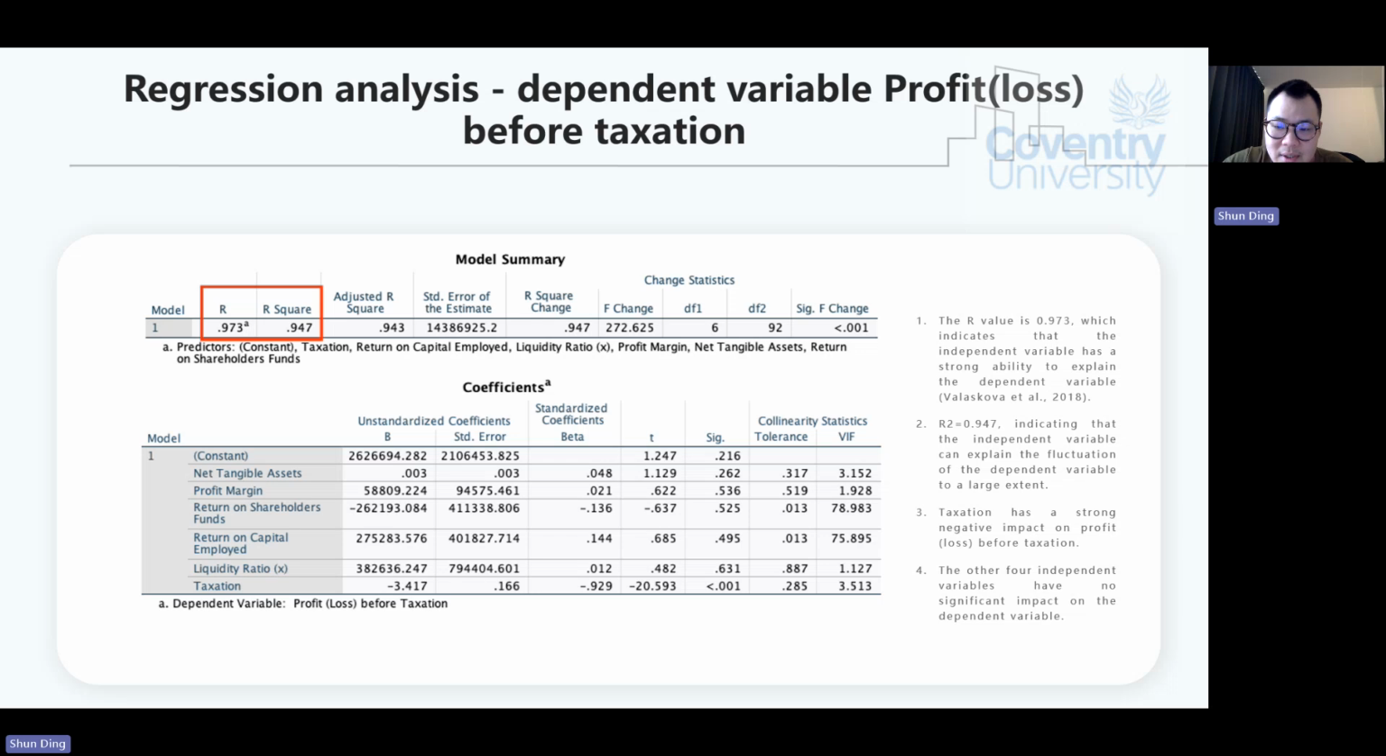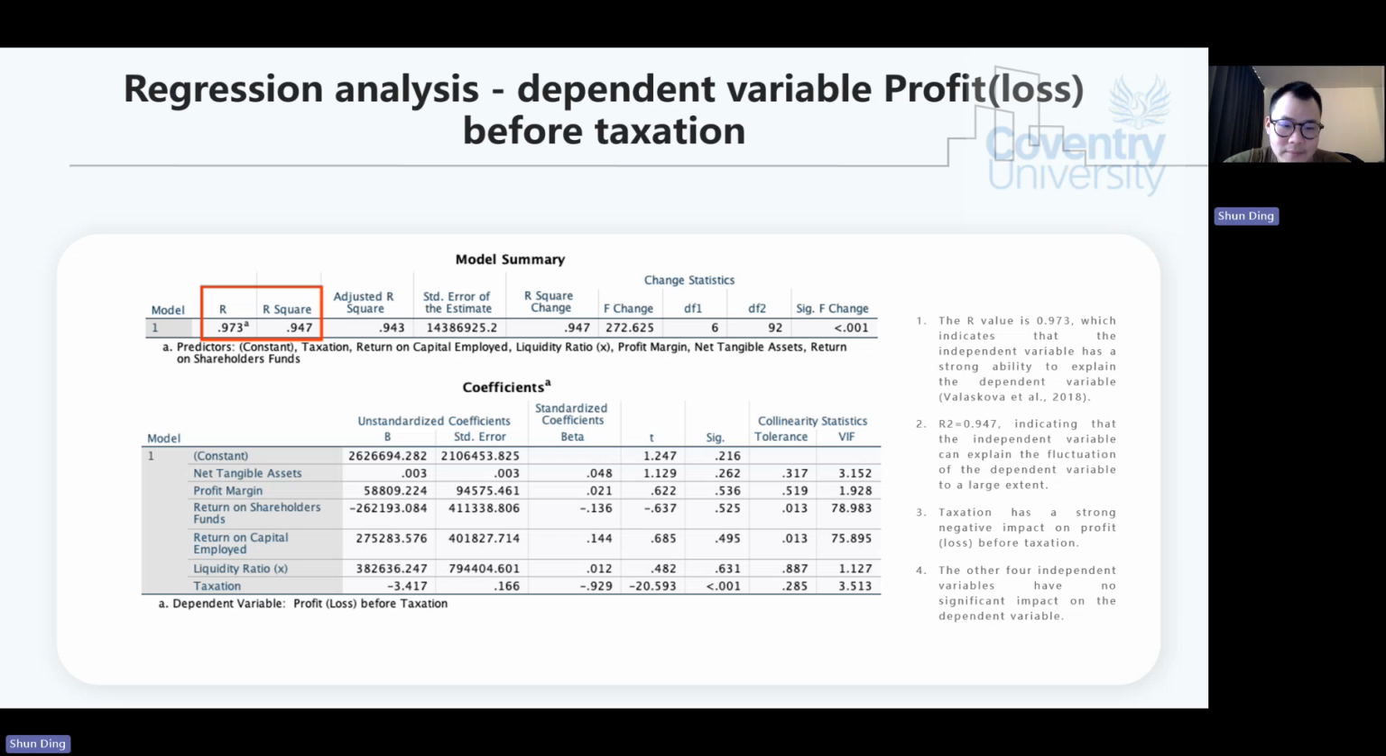On the next page, the R value is 0.973, which shows that the independent variable has very strong explanatory power for the dependent variable. R2 equals 0.947, indicating that the independent variable can explain the fluctuation of the dependent variable to a large extent.